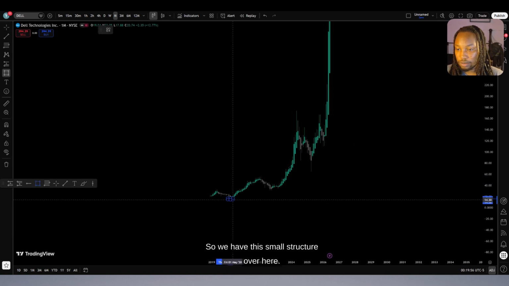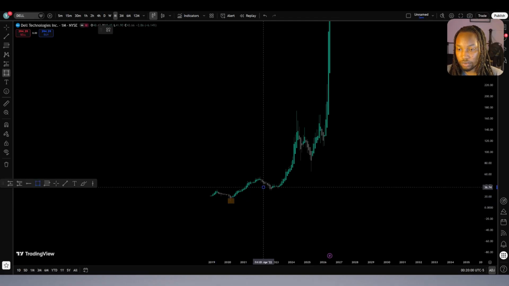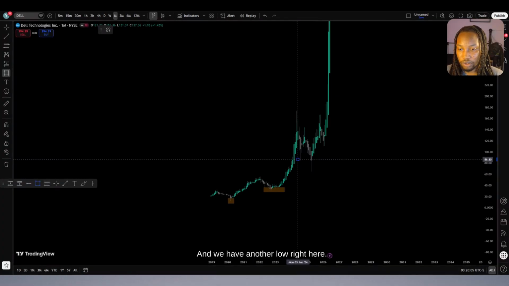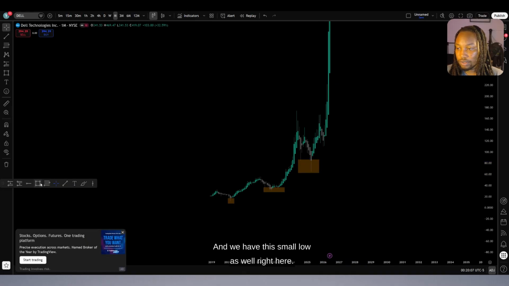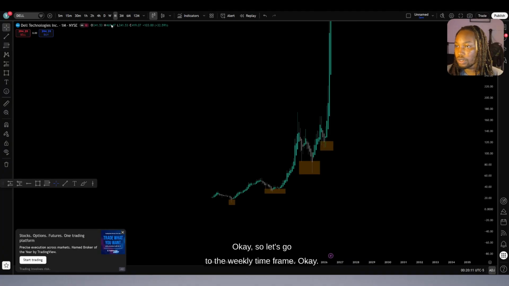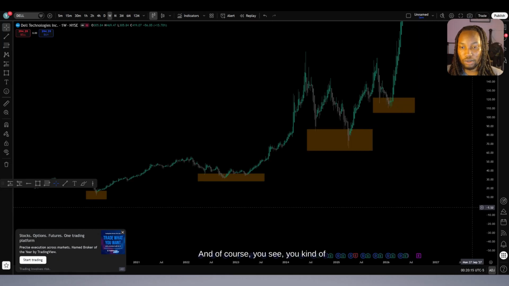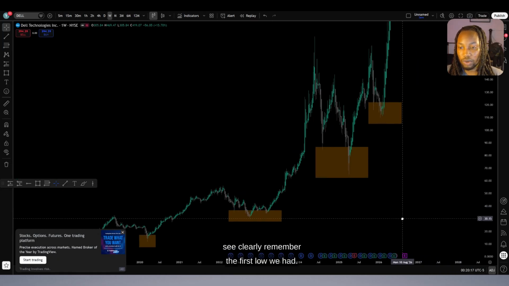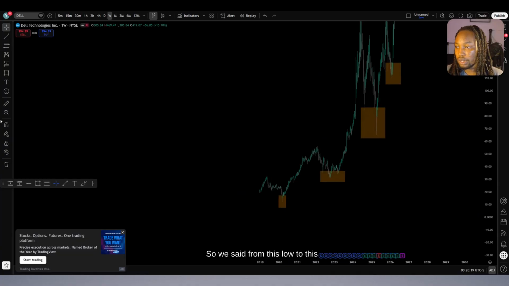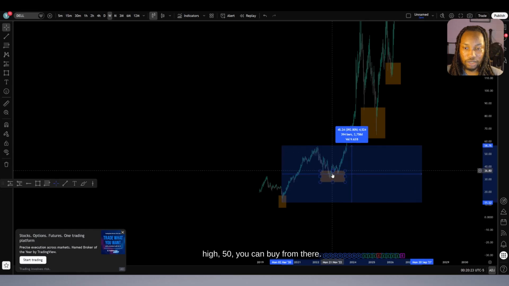So we have this small structure over here. That's the low. We have another low right here, and another low right here, and this small low as well right here. Okay, so let's go to the weekly time frame. And of course, you can see clearly, remember the first low we had? We said from this low to this high, 50%. You can buy from there.